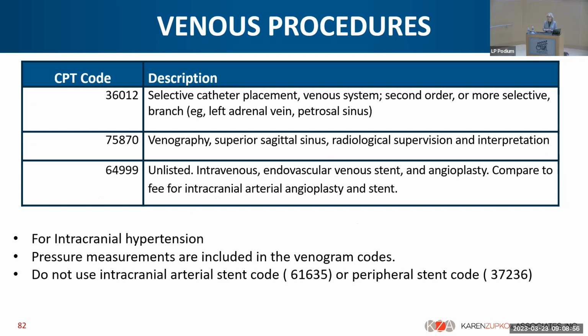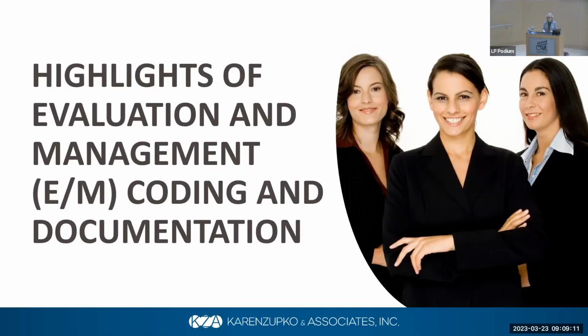Many of you are doing endovascular stenting. You can bill for the catheterization code. You can bill for the venogram. The venogram also includes pressure measurements, but you can't bill for any other code. It's got to go unlisted.